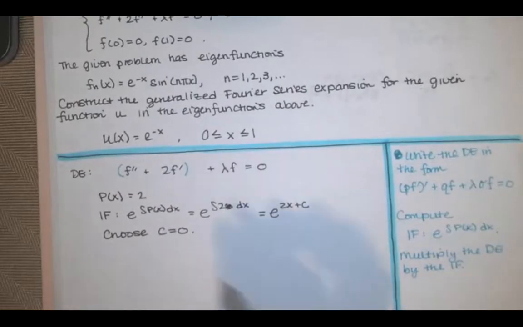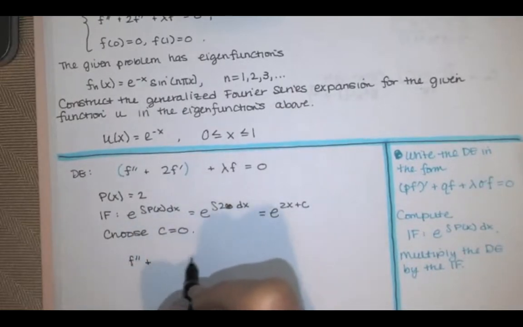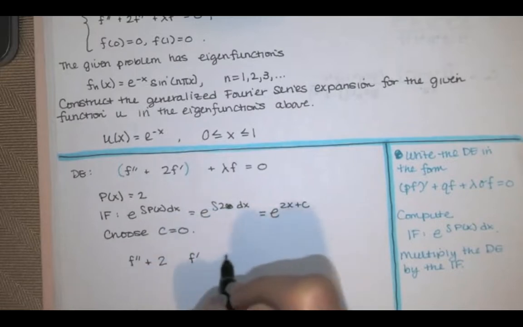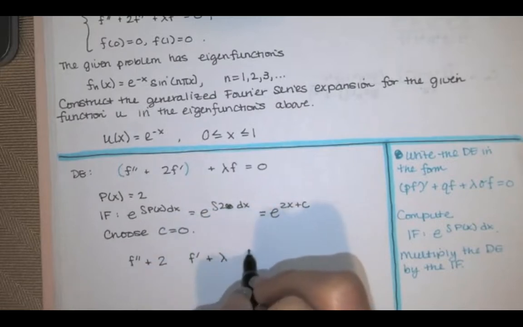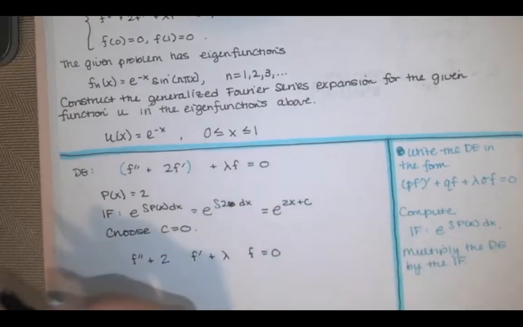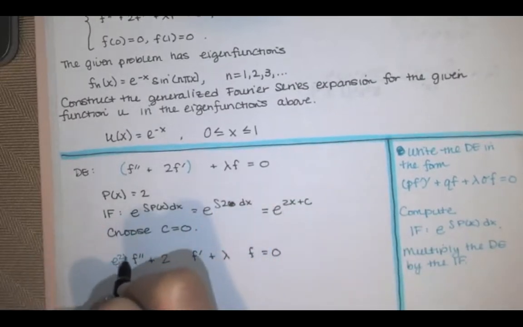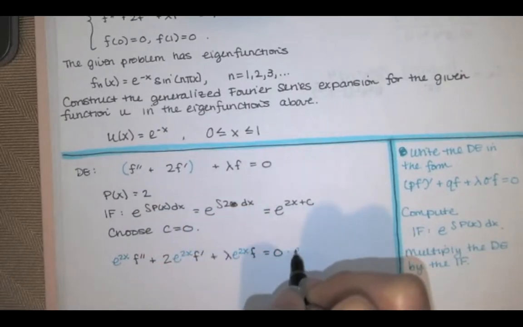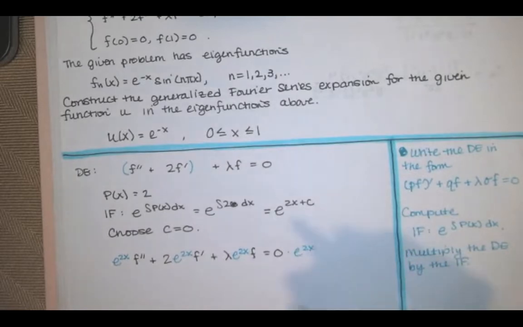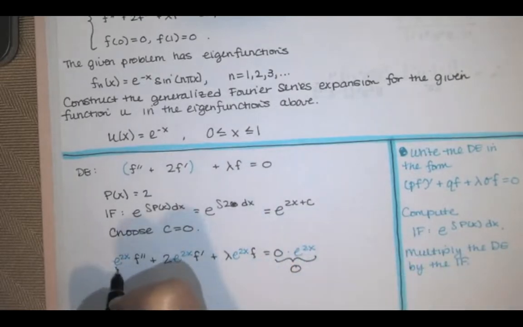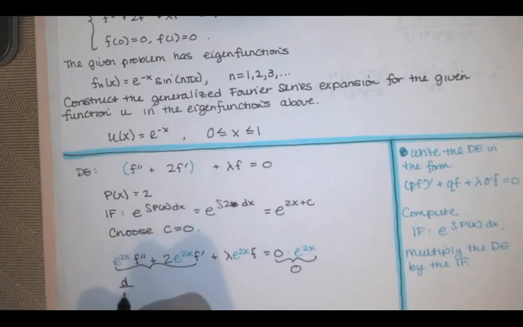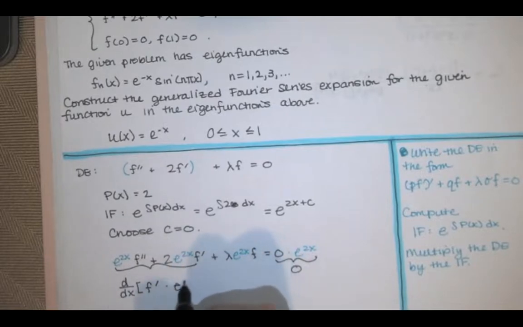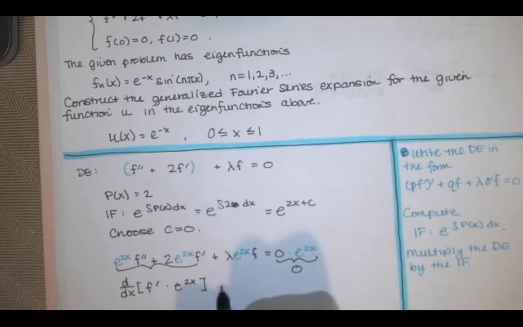So what we'll have is f double prime plus 2 times f prime plus lambda times f equals 0. And I just left a little space for my integrating factor. So I'll have e to the 2x there, and an e to the 2x factor there, and an e to the 2x factor there. And of course, e to the 2x times 0 is just 0. And then this expression here is the derivative with respect to x of f prime times your integrating factor. In our case, that's e to the 2x.